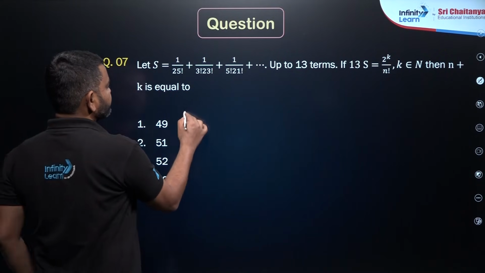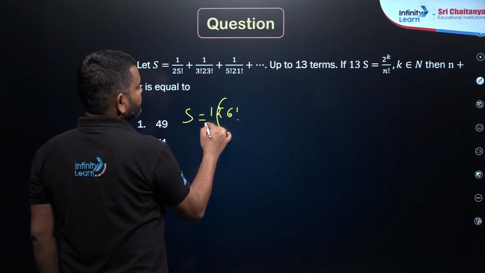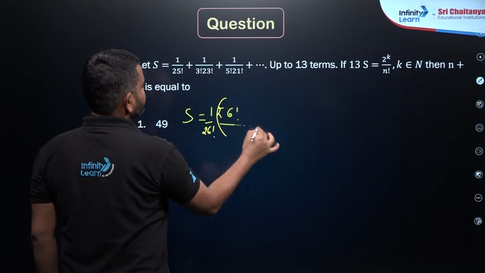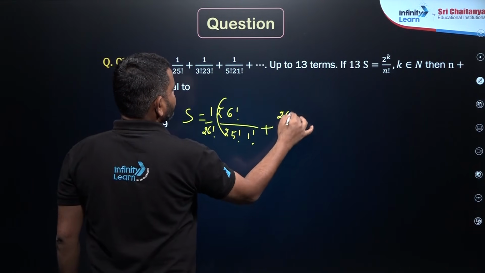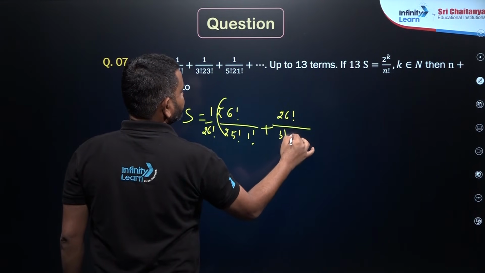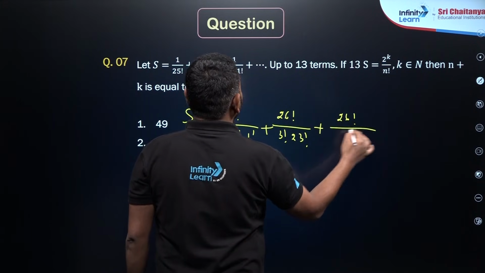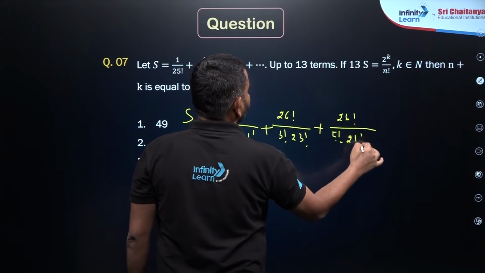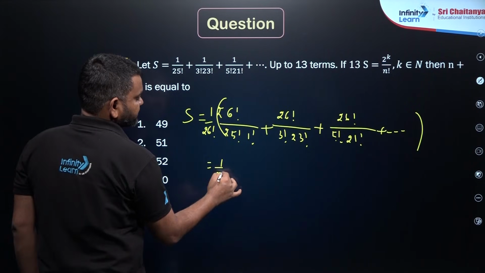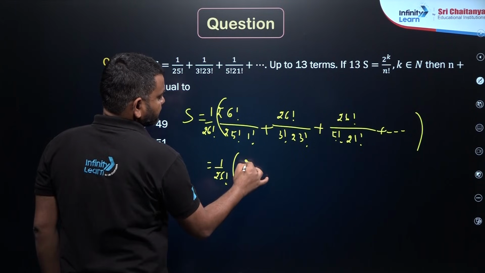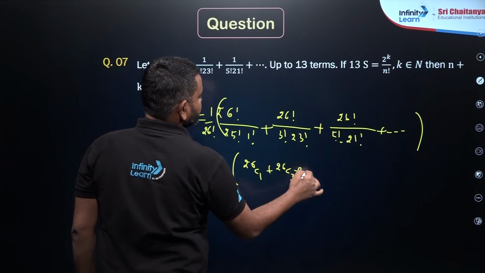So s is equal to, we have something, so I'm going to multiply it with 26 factorial and divide it with 26 factorial. This is going to become 25 factorial into 1 factorial, and 26 factorial divided by 3 factorial into 23 factorial, plus 26 factorial by 5 factorial into 21 factorial, and so on. Now here 1 by 26 factorial is there and this is 26c1 plus 26c3, and so on.